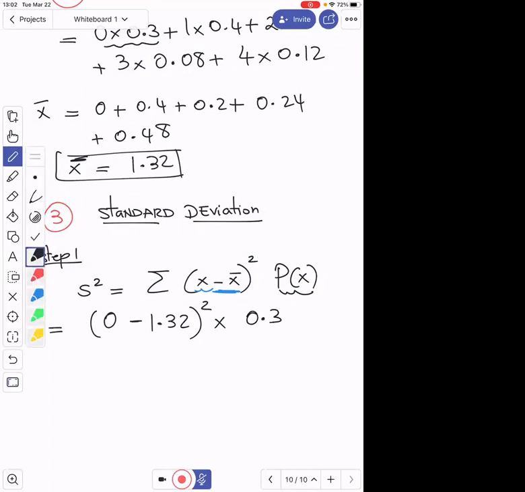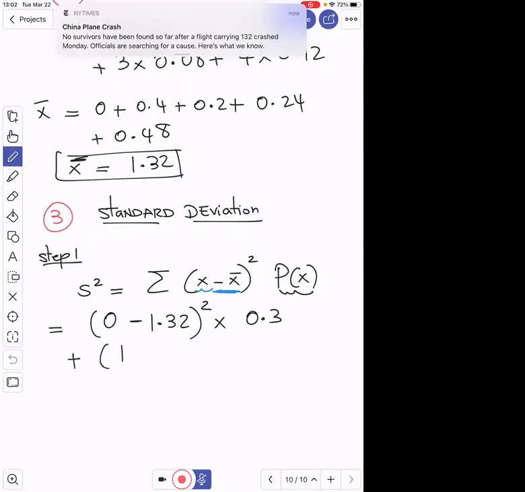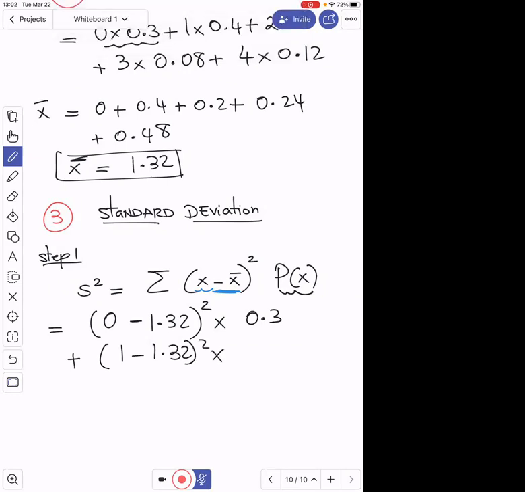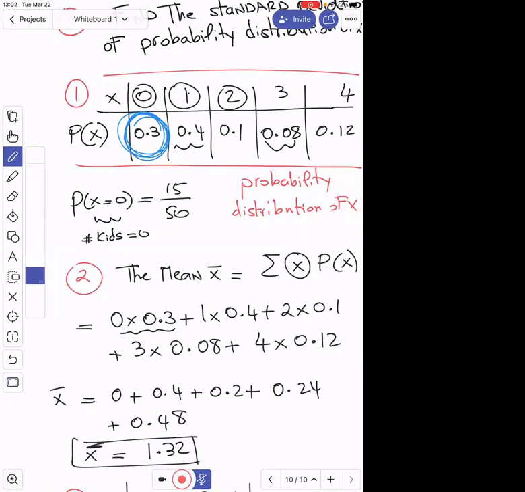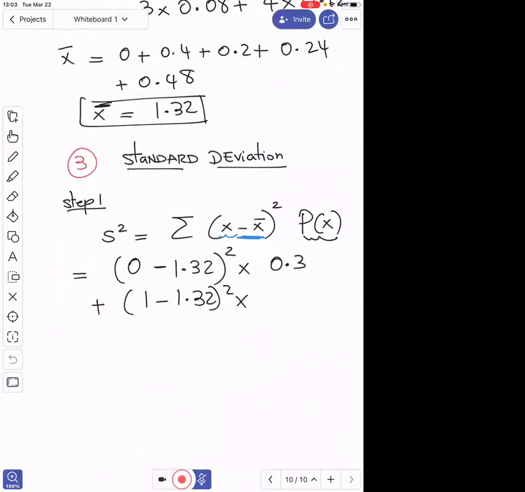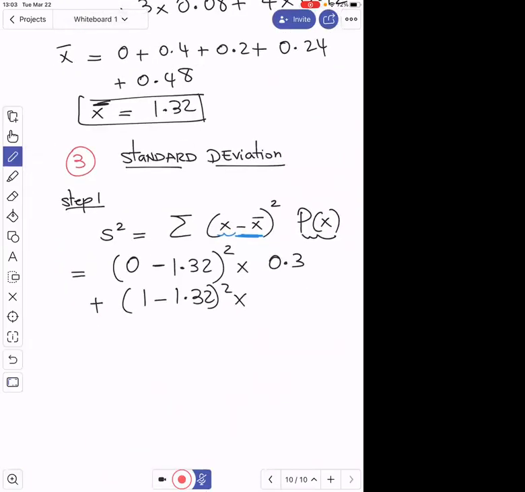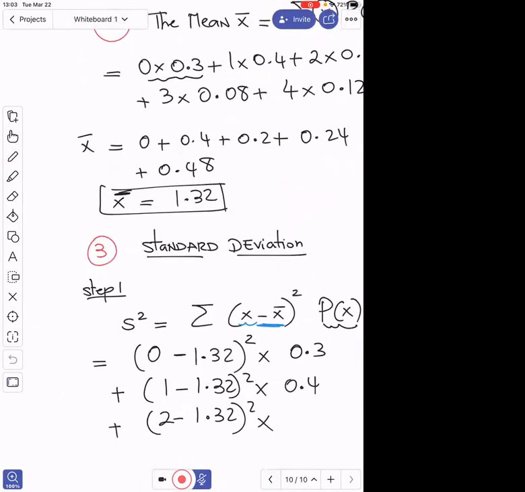So next value of X is 1, right? So that's 1 minus the same mean, of course. There's a square, times the probability that X is 1. That's from the probability distribution table. So when X is 1, the probability that X is 1 is 0.4. So here it's times 0.4, etc. So next it's 2 minus 1.32, squared, times the probability that X is 2, which is 0.1.